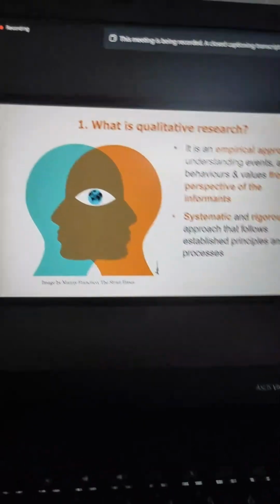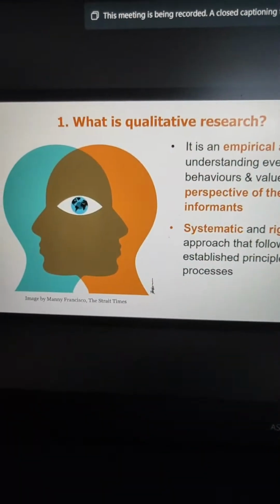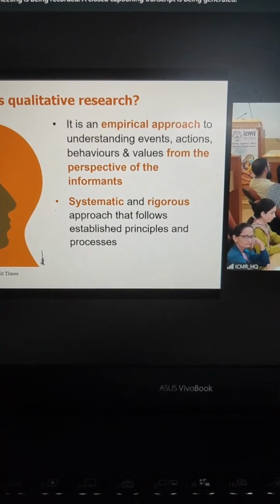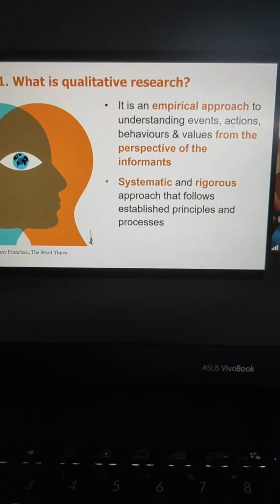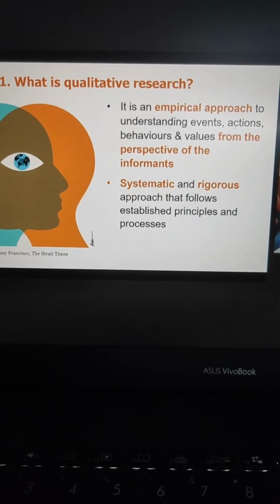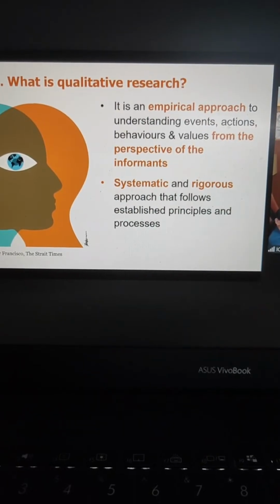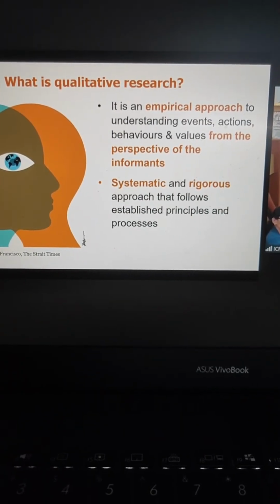So what then is qualitative research? Qualitative research is an empirical approach to understand events, actions, behaviors, values, and the key thing there is that it is from the perspective of the informed. It is a systematic and rigorous approach, like I said, that follows established principles, guidelines and processes.